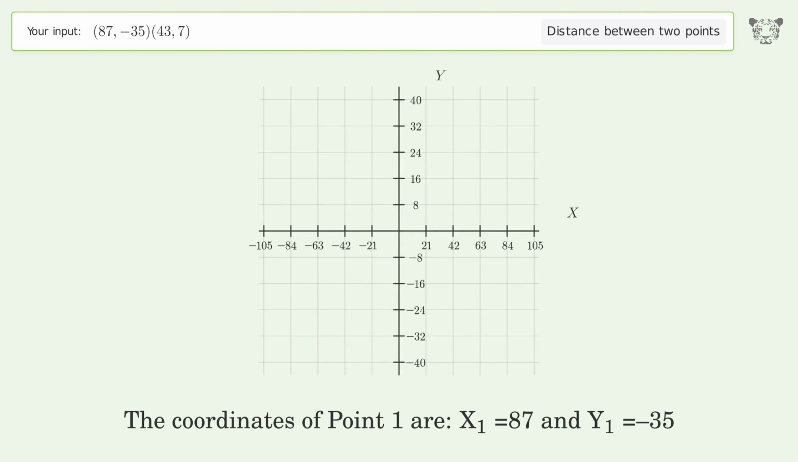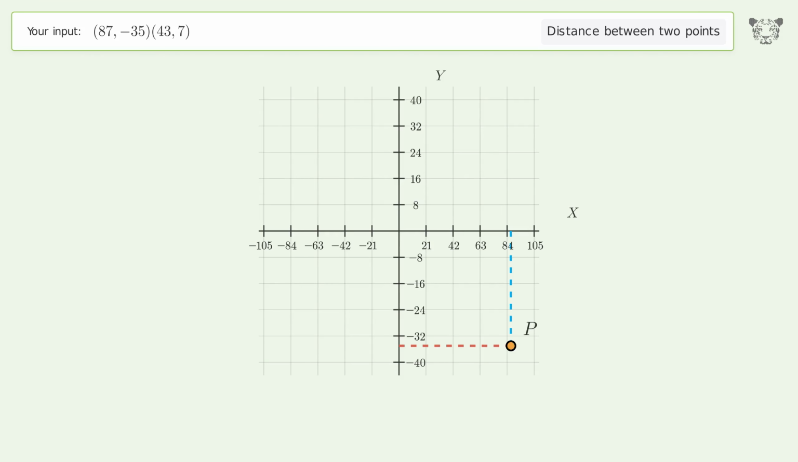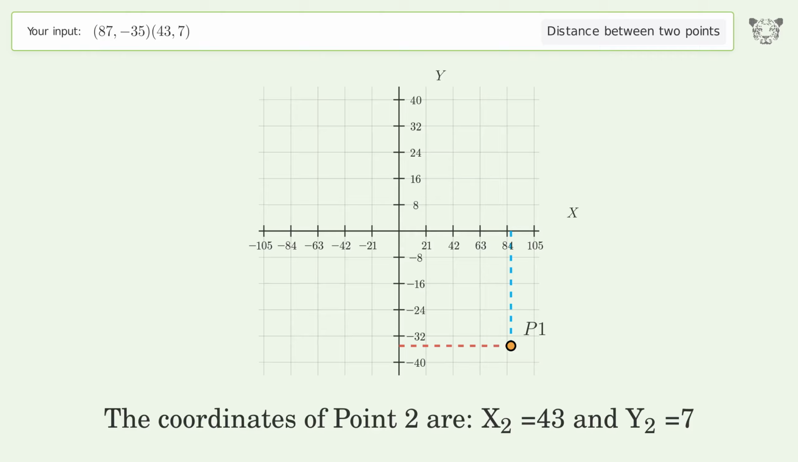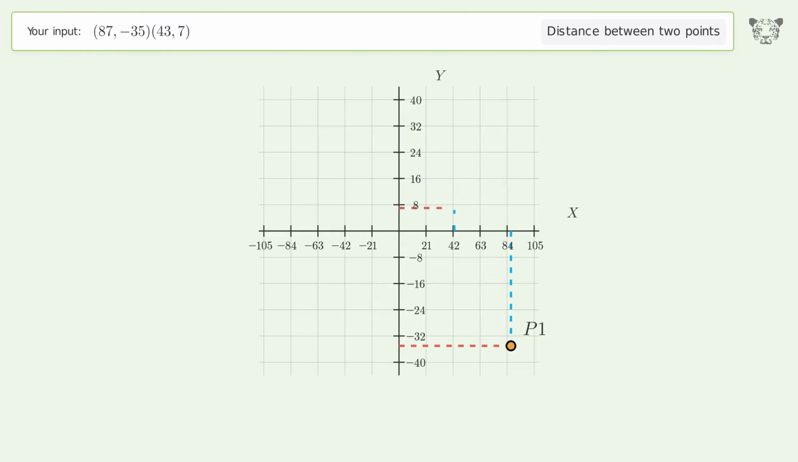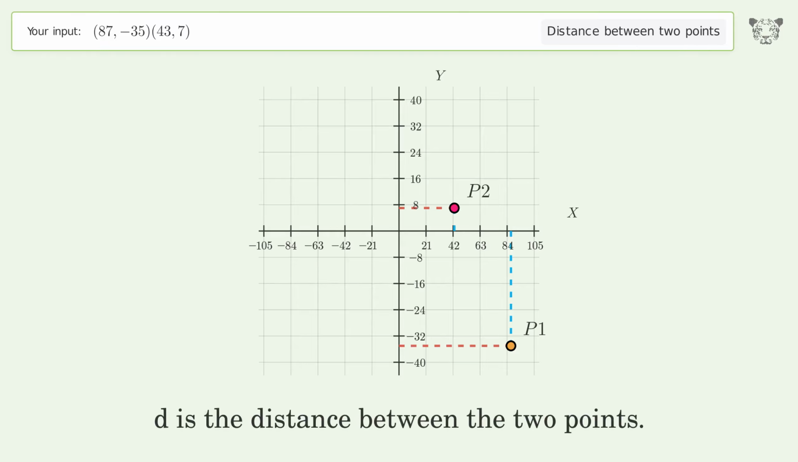The coordinates of point 1 are x1 equals 87 and y1 equals negative 35. The coordinates of point 2 are x2 equals 43 and y2 equals 7. D is the distance between the 2 points.